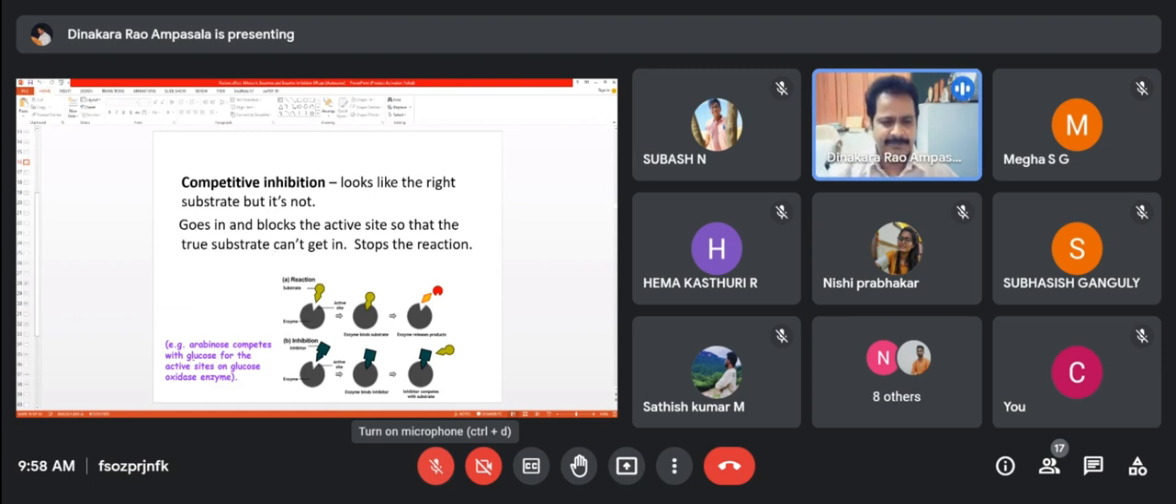For example, arabinose competes with glucose for the active site on the glucose oxidase enzyme. Glucose oxidase is an enzyme that interacts with glucose. Glucose and arabinose have very similar structures. So when you add arabinose, it competes with glucose and binds to glucose oxidase, and then it does not leave much space to interact with the glucose. So the reaction levels will go down. This is one good example.